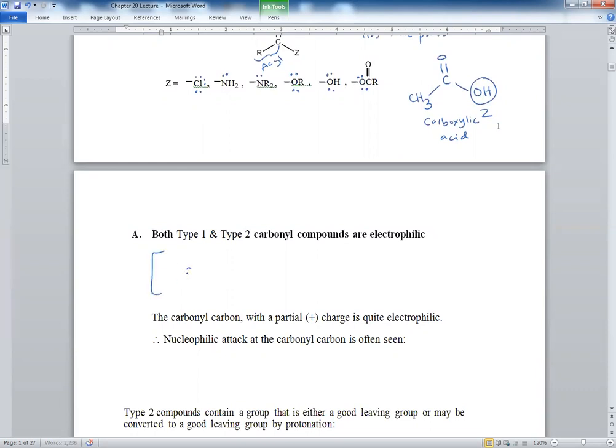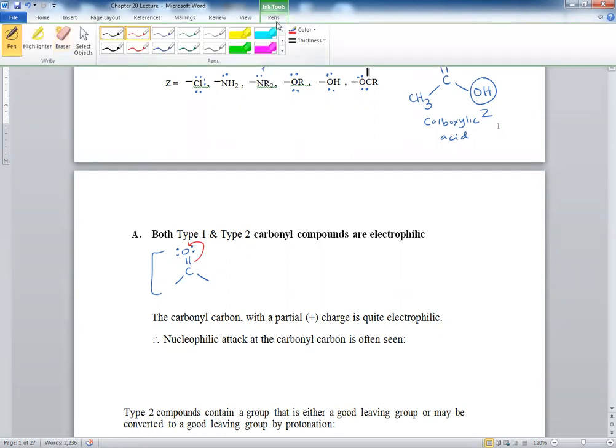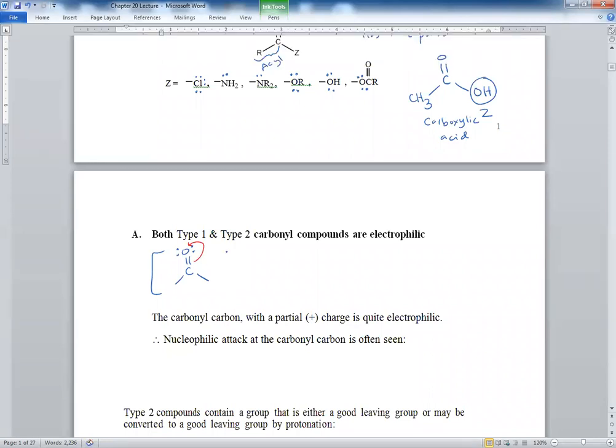So if we were to draw the resonance structures, all we have to do is, if you draw the resonance structure, you would move the pi bond electrons, so you'll have a negative now on the oxygen, and of course the carbon will be positive. So these are the resonance structures.